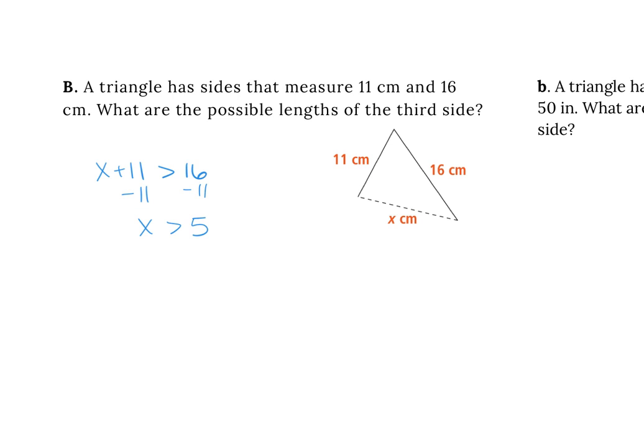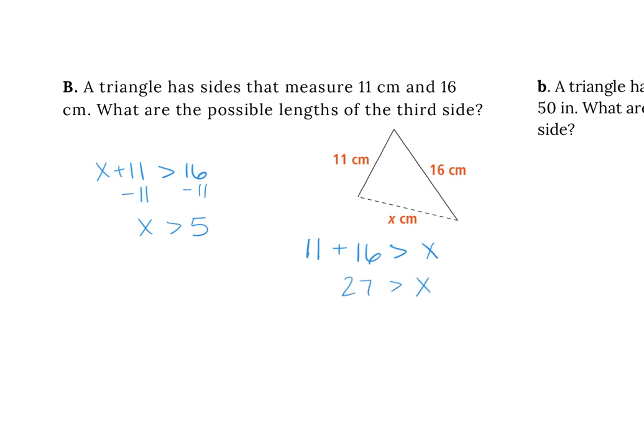Our second part of this, we want to assume that our x is the largest side. So then our 11 and our 16 would be our two smallest sides. So 11 plus 16 would have to be greater than x. Simplify, I'd get 27 is greater than x.